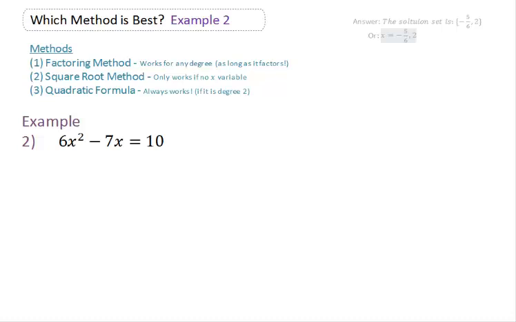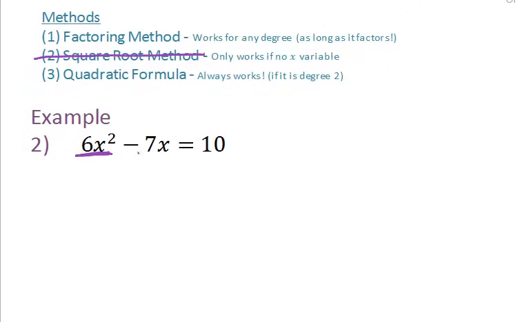Okay, to solve this one, I automatically have to eliminate the square root method as one of my options, because I do not have a single x squared. I also have an x variable involved. So my square root method does not work. So I'm going to use my second choice, which is the factoring method.